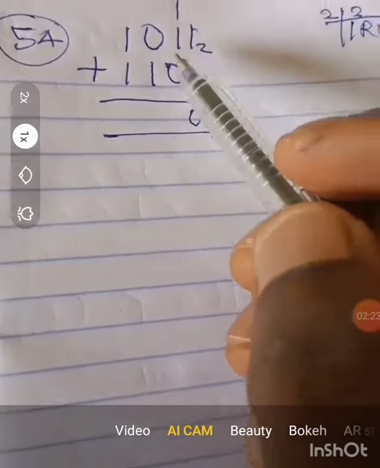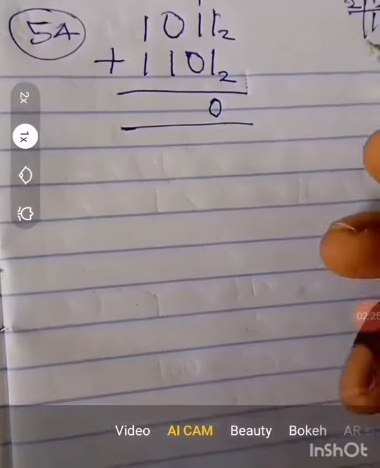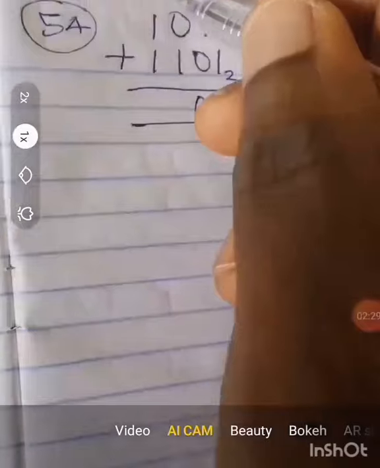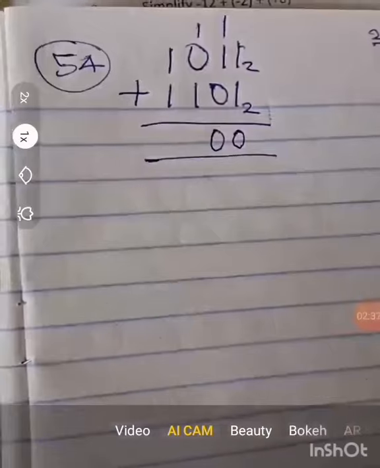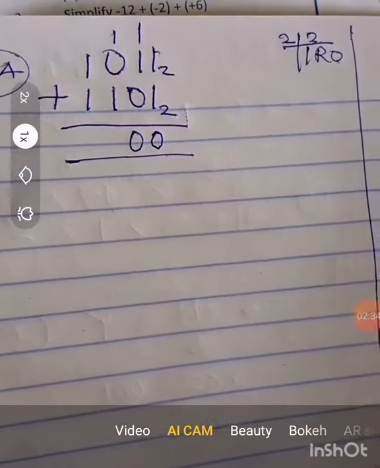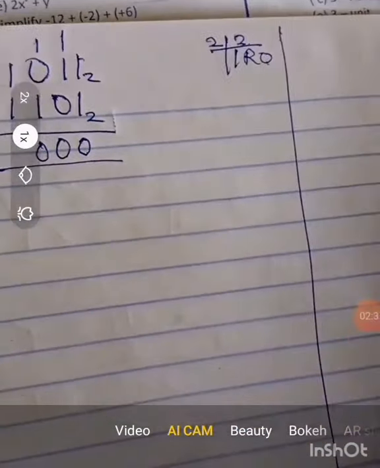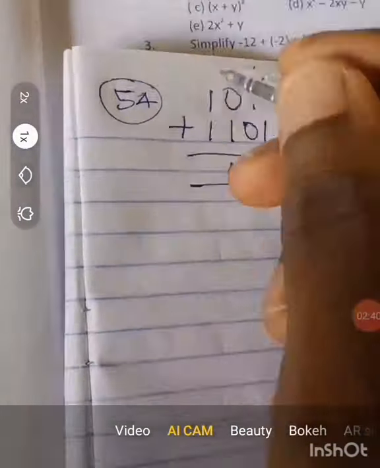So 1 plus 1 is 2. If we do the same thing, we have 1 remainder 0. We write the 0, carry 1 to this side. 1 plus 1 is 2, we repeat the same thing. We write down 0, carry 1 over to this side.